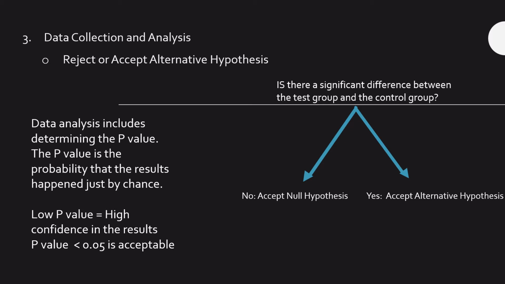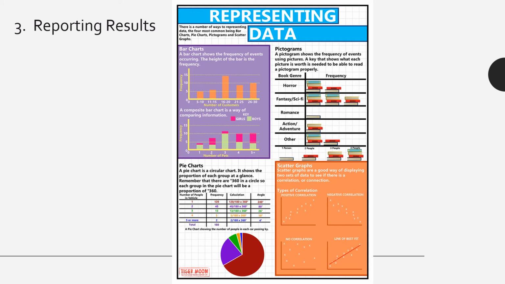If, on the other hand, our answer is yes, there is a significant difference between the test group and the control group, then we can pretty positively say, for our example, that the biofertilizer had a significant impact on plant growth. Great. So what do we do once we have that information? Okay, we have all of our data. We've decided that our alternative hypothesis was correct. Yes, our biofertilizer significantly impacts the growth of plants. Great. Now we have to present that to the scientific community. How are we going to report those results?